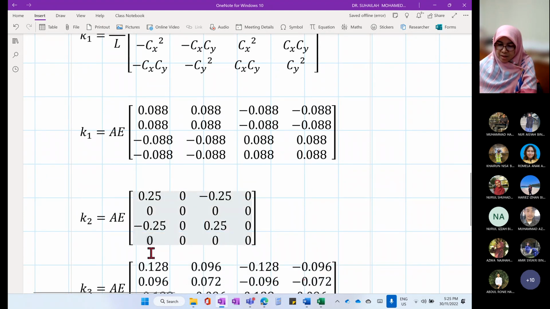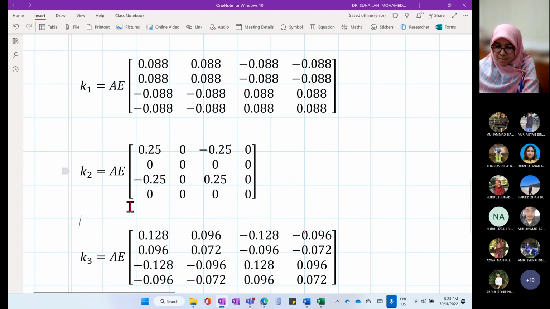So we have K1, K2, and K3. But this is not finished yet. This is the stiffness matrix for each element. We call it element stiffness matrices. We calculate based on the global coordinate system. But this is not finished yet, because we will produce the structure stiffness matrix by combining K1, K2, and K3.